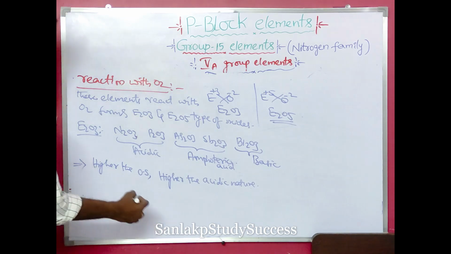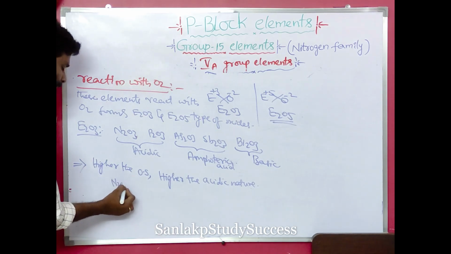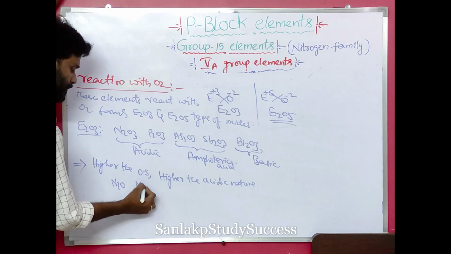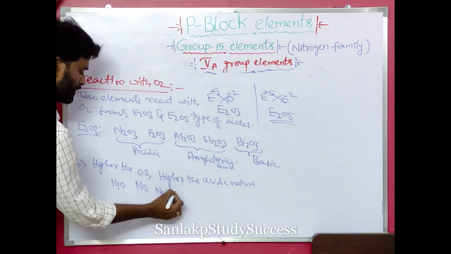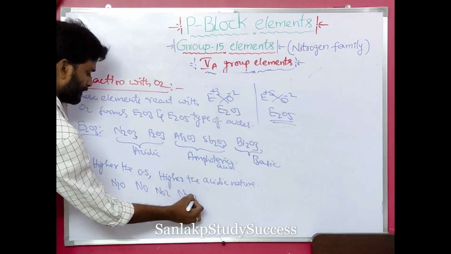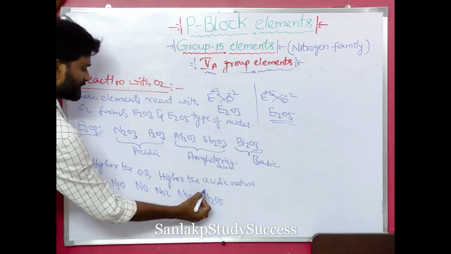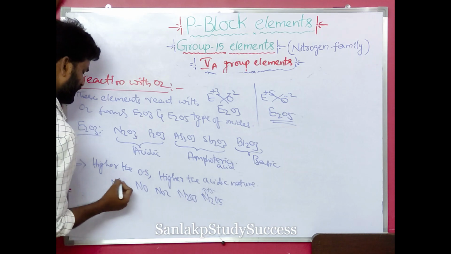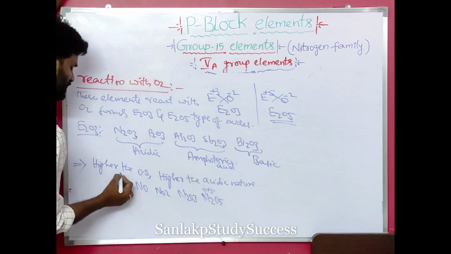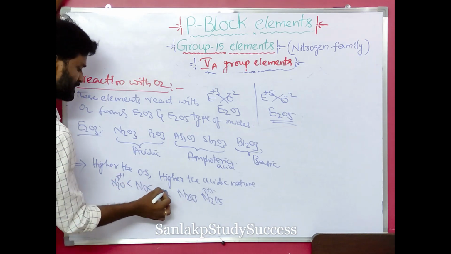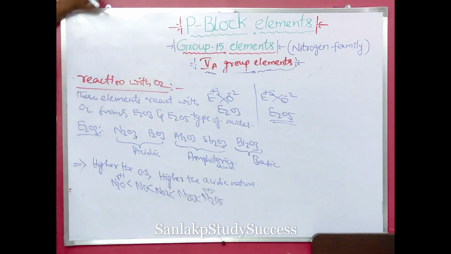Generally N2O, NO, NO2, N2O3, N2O5. Which is having more oxidation state? N2O5 has +5, while N2O has a lower oxidation state, +1. So as the oxidation state increases, the acidic nature also increases. Higher the oxidation state, higher the acidic nature.